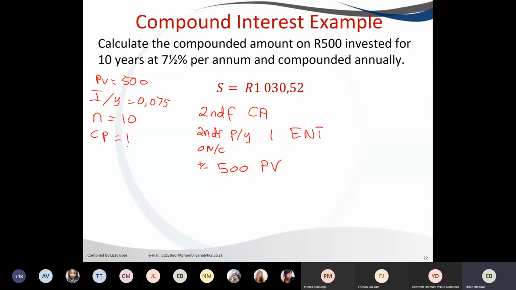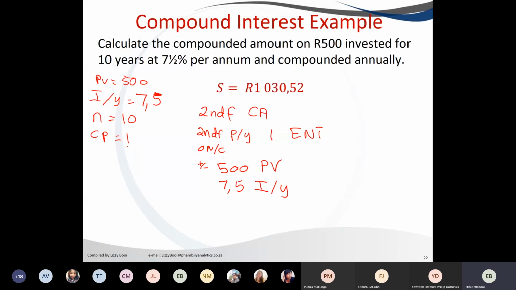Once you're done, we can go press the interest. I did it all wrong right there. When you're doing financial calculations, you do not divide by 100. So your interest will always stay as 7.5. So this interest here will always be 7.5. You will press 7.5 and you will say that is your I/Y, which is your interest.